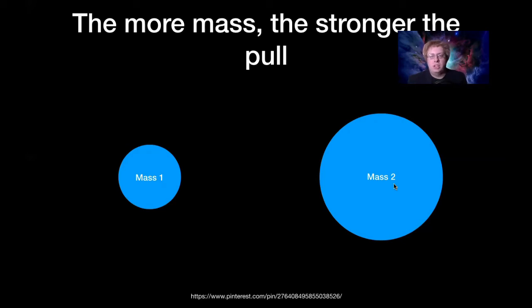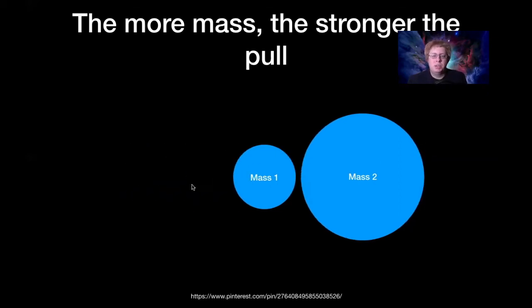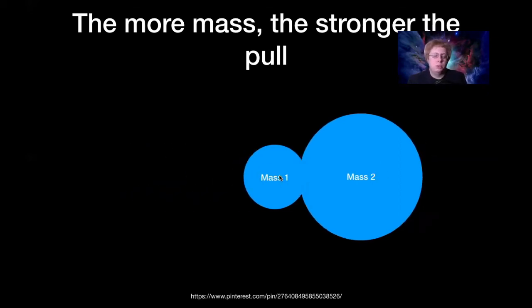So the more mass an object has, the stronger its pull will be. If you have a big object pulling on a small object, it'll essentially be like the big object feels no pull at all, and the small one just flies towards it.